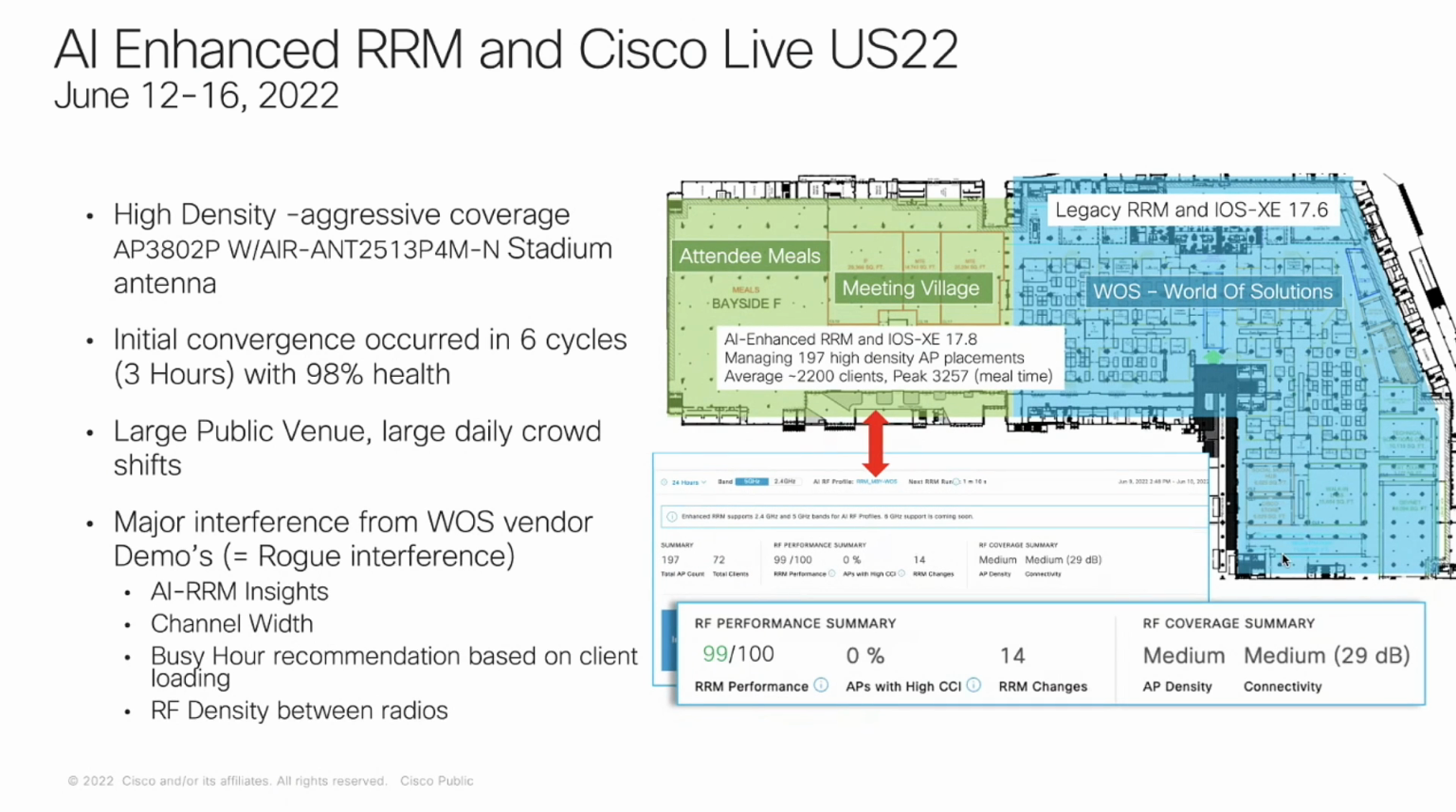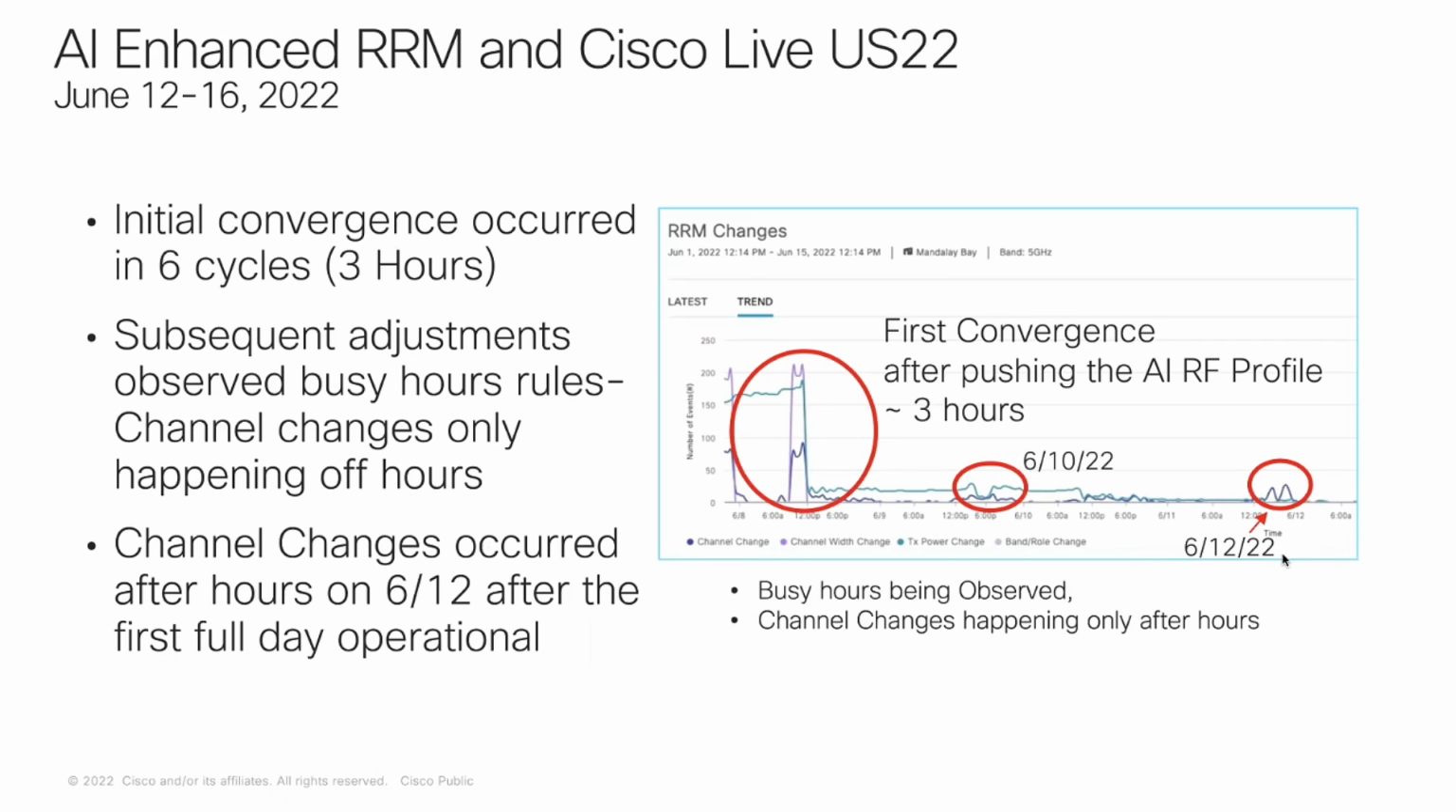What you're seeing on the right-hand side is the map of that venue, which was one long contiguous hall. And we took over the green area with about 200 APs. And at peak, we had almost 3,300 clients underneath of that. Right here, it's unloaded. You see the RF performance summary, which is sensitive to load, sitting at 99%. We got our initial convergence in the first 3 hours, which was 6 cycles of RRM, and that's after taking over a reset system.